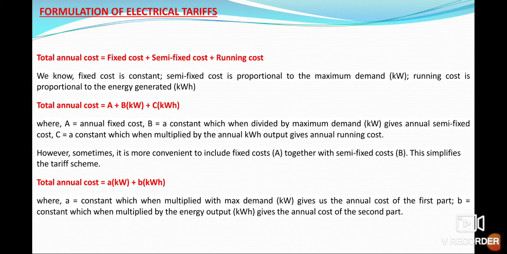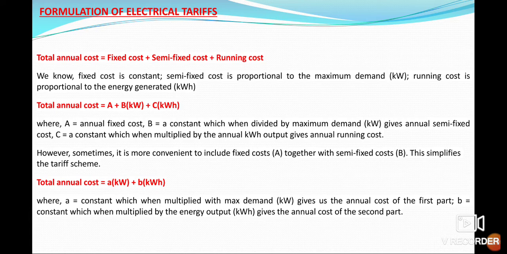So the total annual cost we can represent as A plus B kilowatt plus C kilowatt hour. C basically represents the coefficient of the energy generated, and B the maximum demand. So we put the unit of B as kilowatt and C as kilowatt hour. A is equal to the annual fixed cost, B is a constant which when multiplied by maximum demand gives the annual semi-fixed cost, and C is a constant which when multiplied by the annual kilowatt hour output gives the annual running cost.